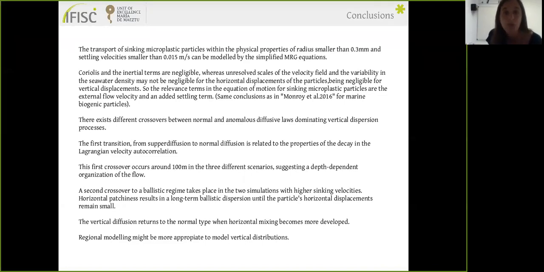But after the superdiffusion, we get a normal diffusion, and after that, for the fastest sinking velocity, we find a ballistic regime, because we find a patchiness in the Mediterranean Sea due to the different sinking velocities, or related to local properties in the flow, such as, for example, downwelling and upwelling processes, which are the source of this patchiness.